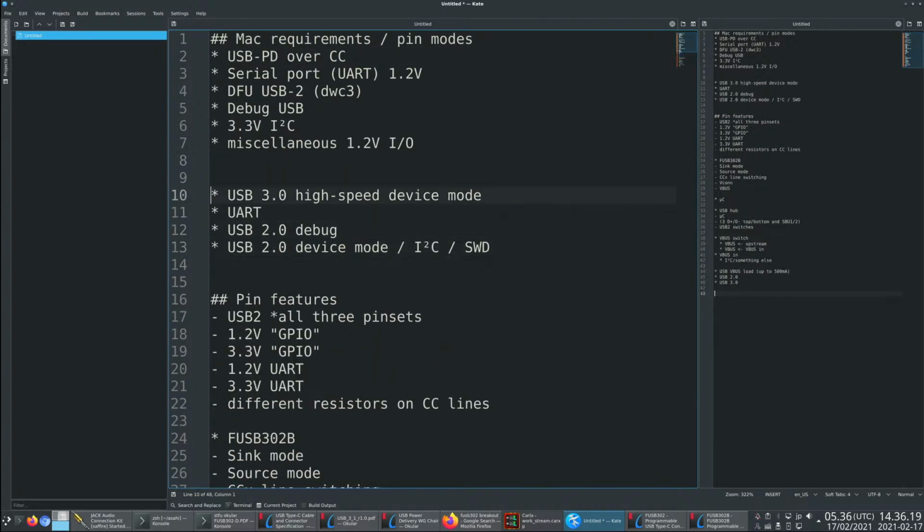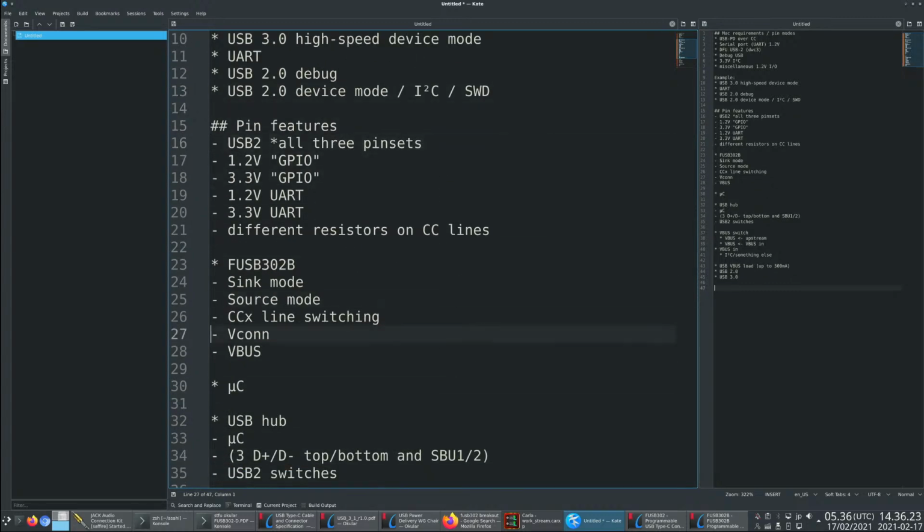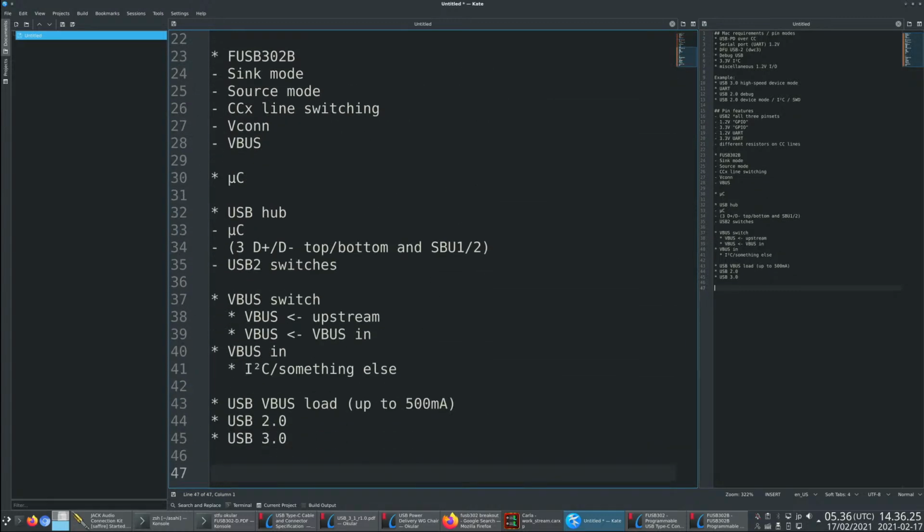If we have all of this. Yeah, if we're sniffing, someone might have negotiated 20 volts.